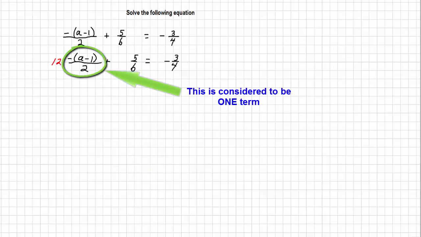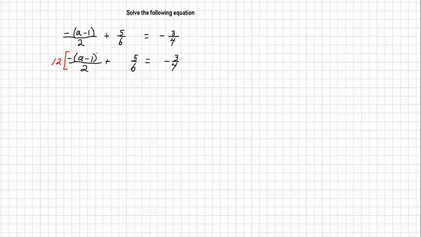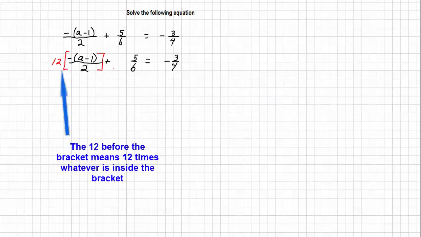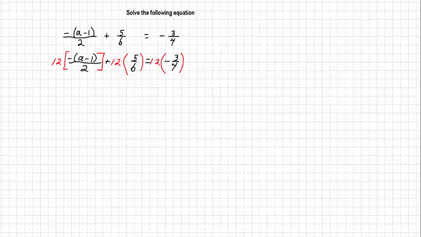So in the first case, I'll put a square bracket in place because I don't like to have two sets of round brackets. So we get 12 times negative bracket a minus 1 over 2, just like the refresher course, plus 12 times 5/6 equals 12 times negative 3/4. This first term, as we did in the refresher course, I'm going to eliminate the bracket inside the square bracket. We get negative of a is negative a, and negative of negative 1, or negative times negative 1, is positive 1. So inside the square bracket we have negative a plus 1 over 2.